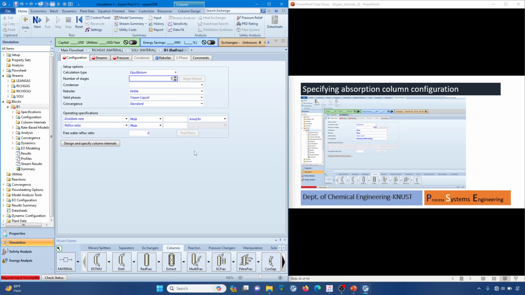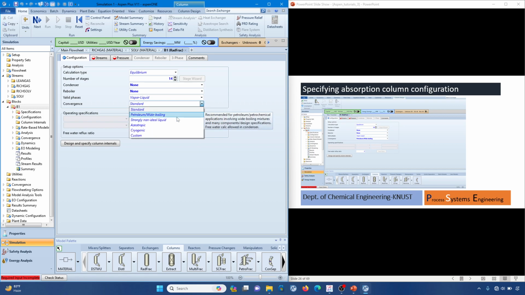So for this problem, we use a 14 stage absorber. The way you make it an absorber is to turn off the condenser and reboiler. Then Aspen knows this is an absorber. So we change the convergence criteria to petroleum, white oil. And that should be it for the configuration.